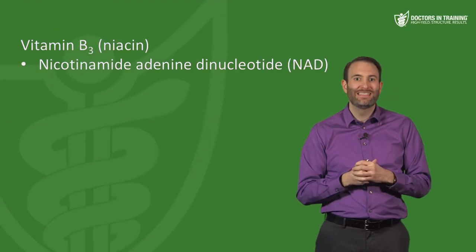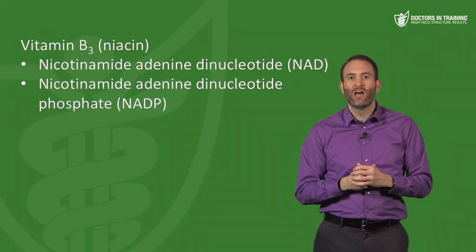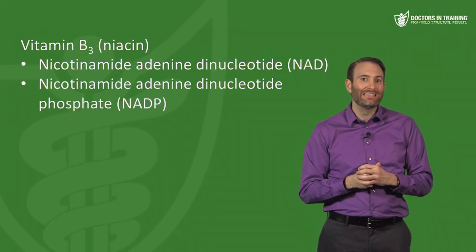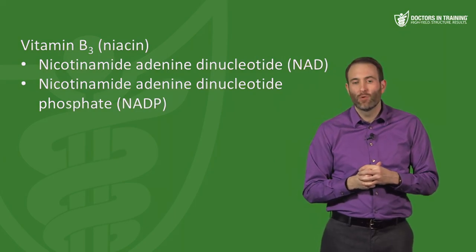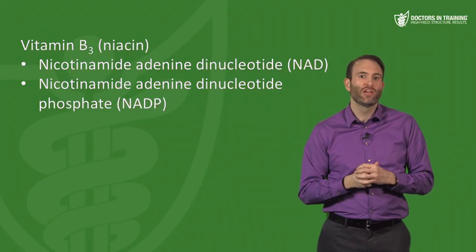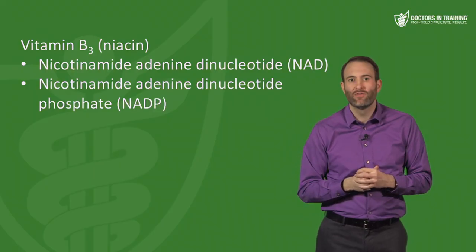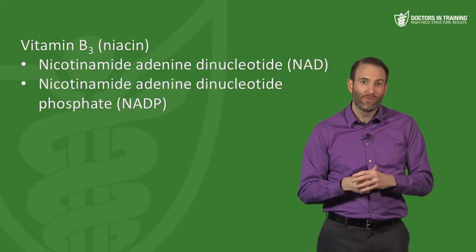Let's move on to vitamin B3, also known as niacin. So B3 has two active compounds. There's nicotinamide adenine dinucleotide, so NAD, and then you have nicotinamide adenine dinucleotide phosphate, so NADP. Now, these are important again in redox reactions. Now, you might remember from our lecture on amino acids that these are derived from tryptophan. So you can actually make your own niacin if you have enough tryptophan.